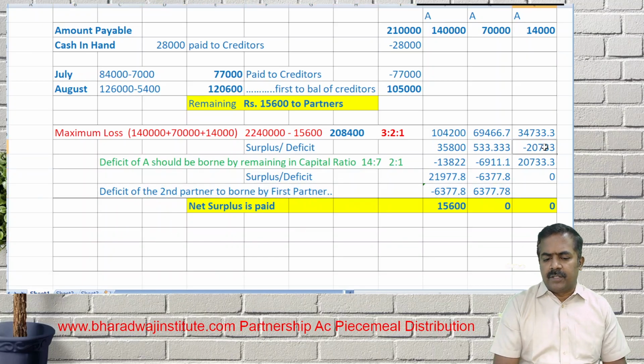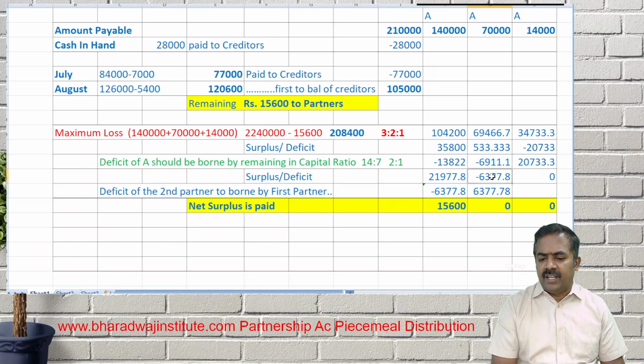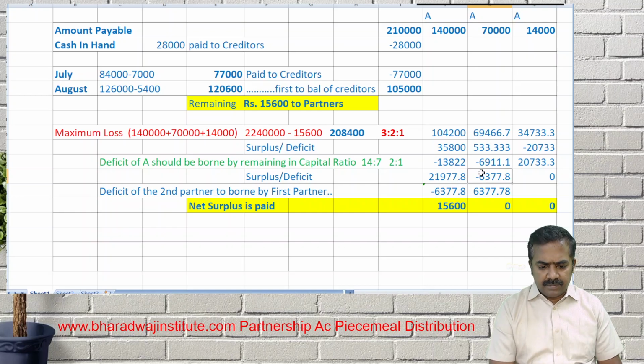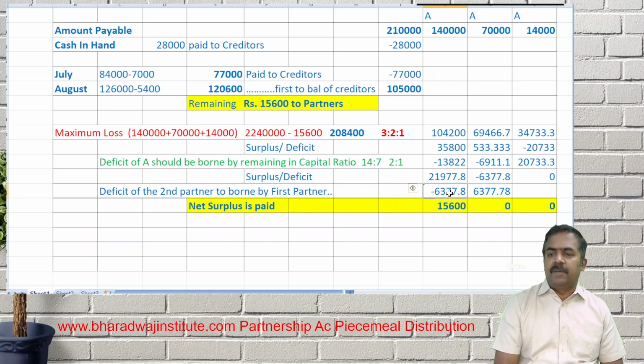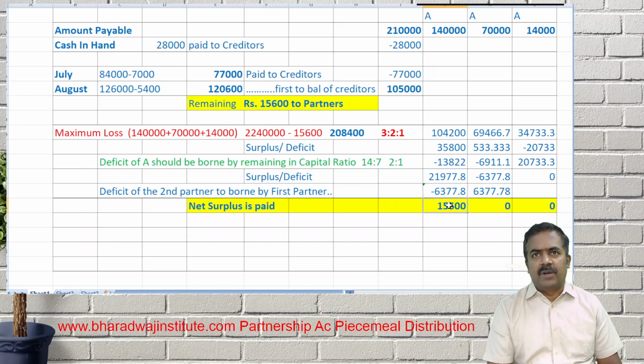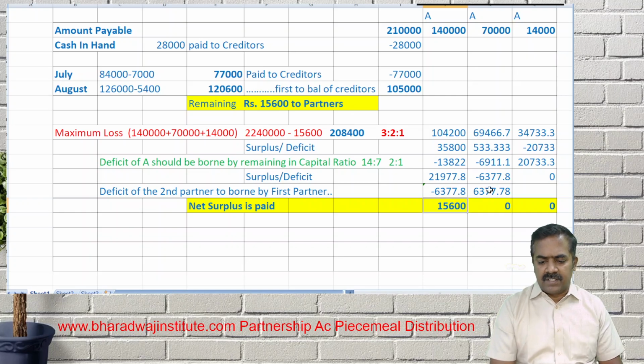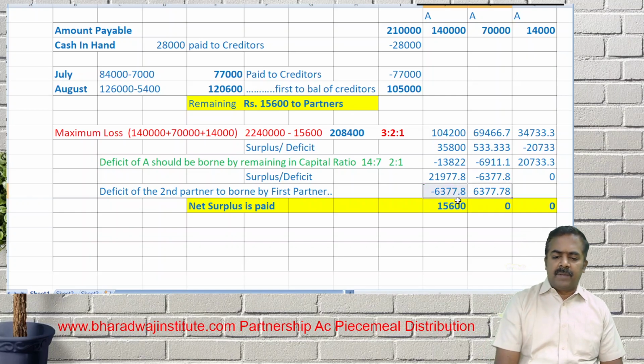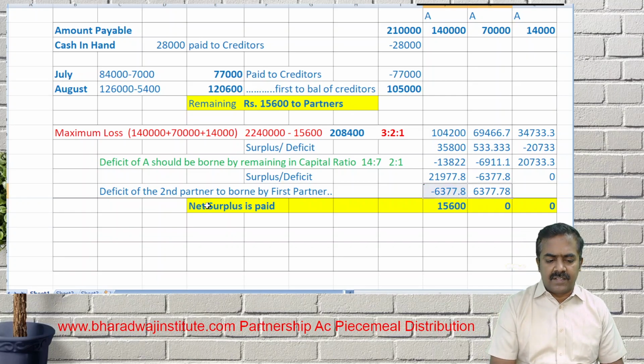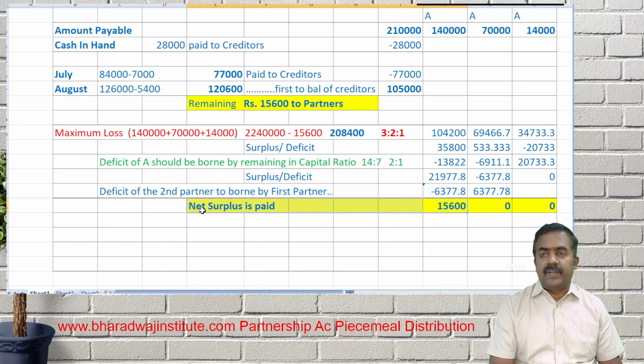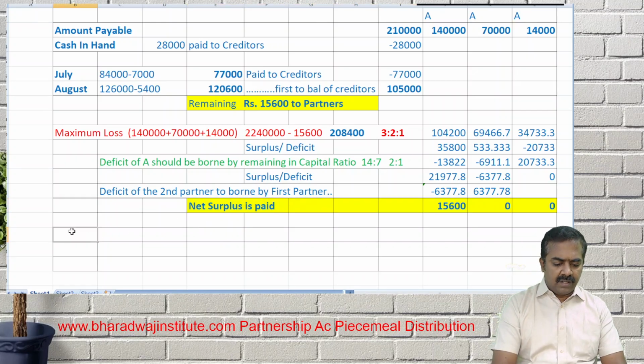So the third partner's deficit is borne by the remaining partners in capital ratio. Again, a deficit comes now. What to do? The deficit should be borne by the remaining partner, of course, only one partner left out. So 6377.78 is borne. After bearing all losses, net surplus for A, how much is paid? 15,600 is paid.